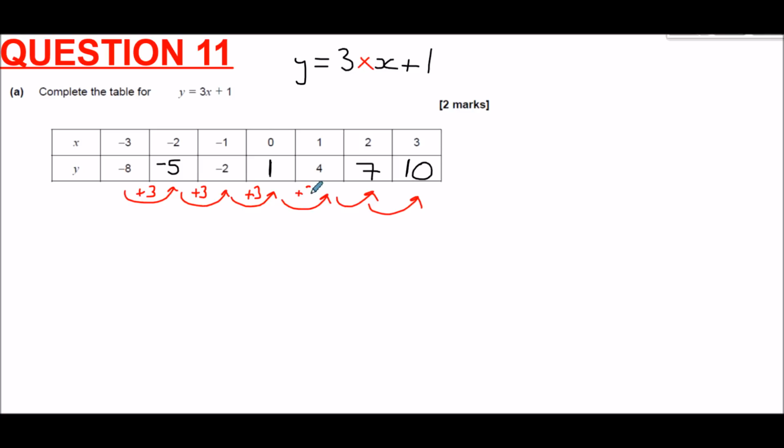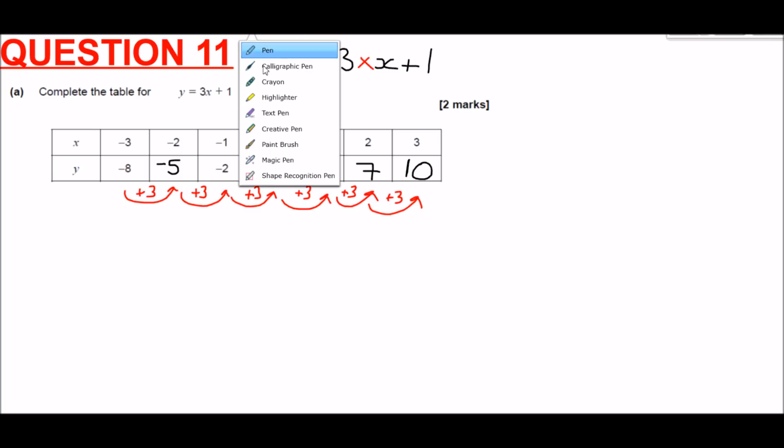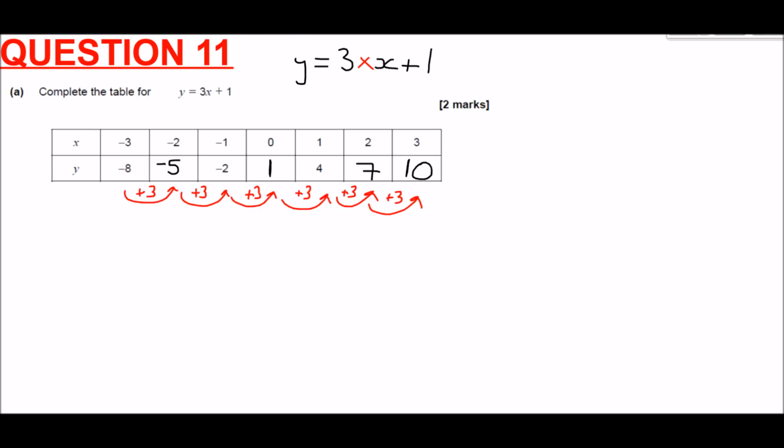If a formula is in the equation y equals mx plus c, we've got y equals so many x's plus or minus another number. The number in front of the x, in this case 3, will always tell us what the y values are going to be increasing by. So it's worth knowing that pattern anyway, just in case.